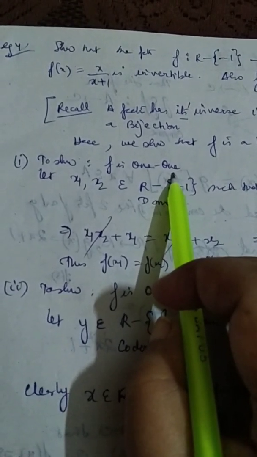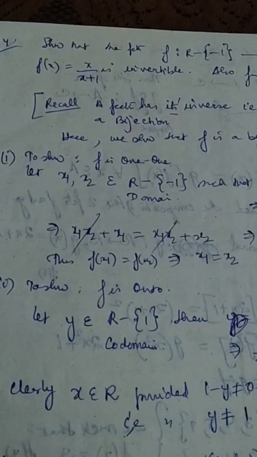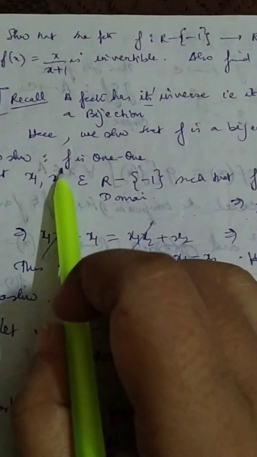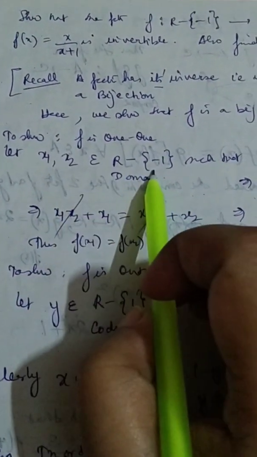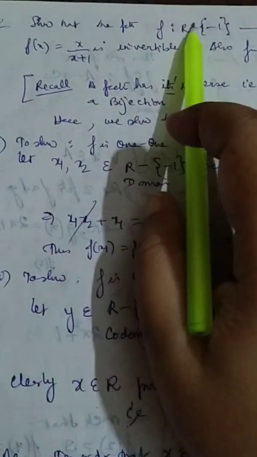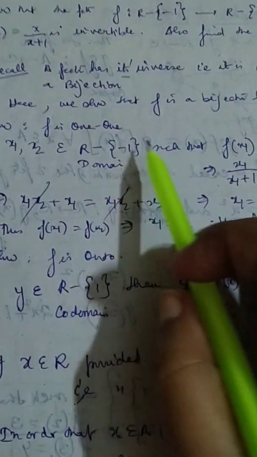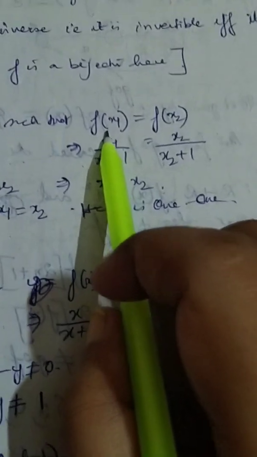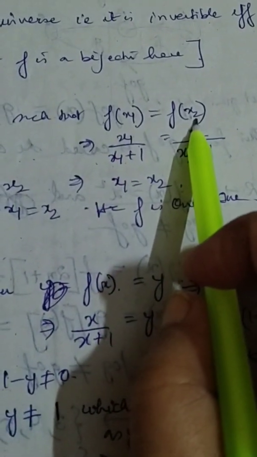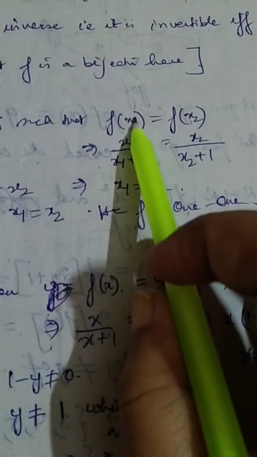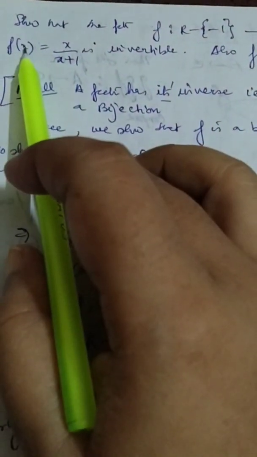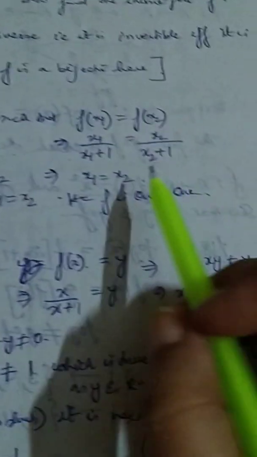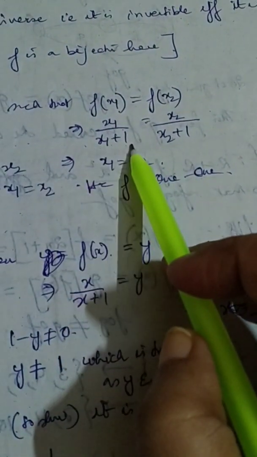Okay, how will we show? We will show that f is 1, 1. So we will assume that let x1, x2 belong to the domain set, which is R minus of minus 1, such that it satisfies the equation fx1 is equal to fx2. We will solve this now, that is, we are substituting fx is what? x by x plus 1. So fx1 will be x1 by x1 plus 1. So x1 by x1 plus 1 is equal to x2 by x2 plus 1.